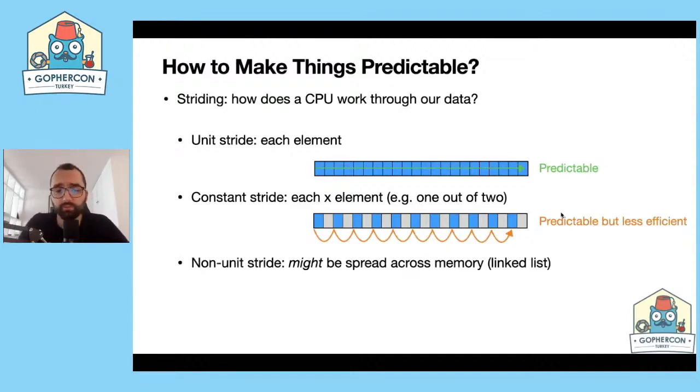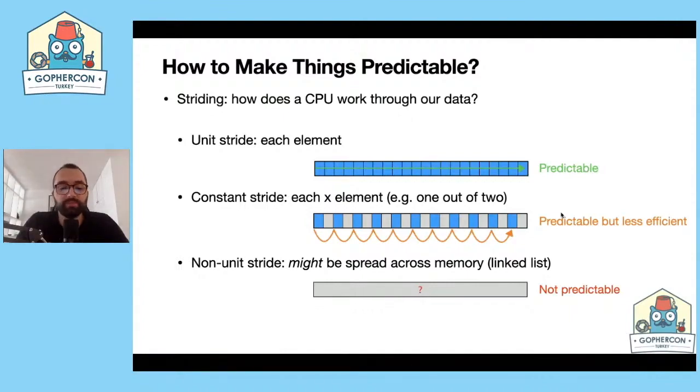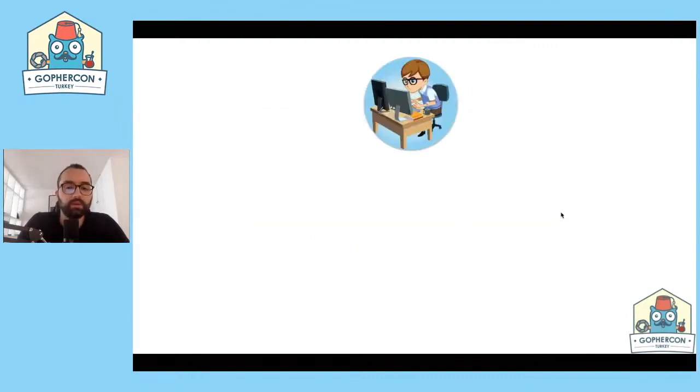And the last one is the one we have seen with the linked list. The data might be spread across memory. It might be, it might not, but for the CPU, it doesn't know. It's completely not predictable. And in this case, we can reach terrible performance, right?